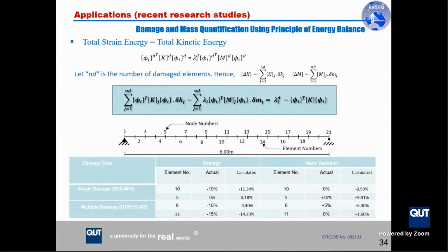For example, if you take a look at this table for the multiple damage, the damage is well quantified as 9.4% and 14% at element 6 and element 11 respectively, as well as the mass variation is well estimated at 6.3% compared with 5% in element 6.